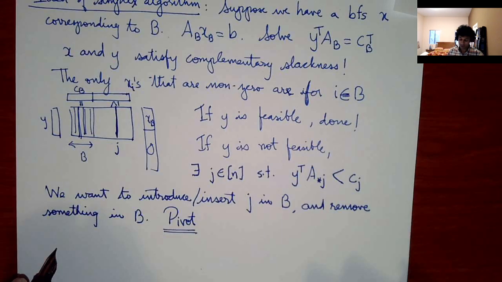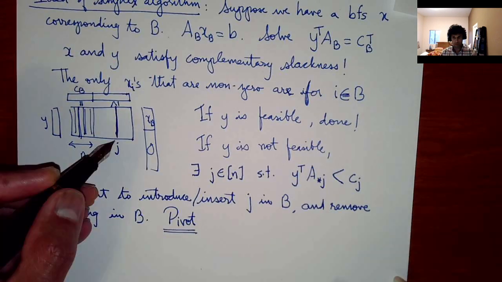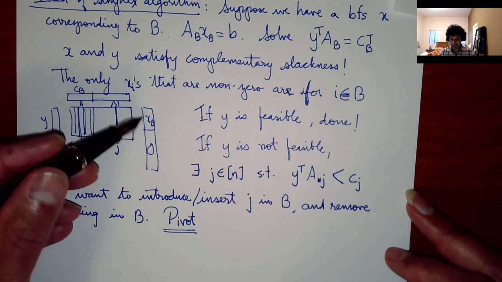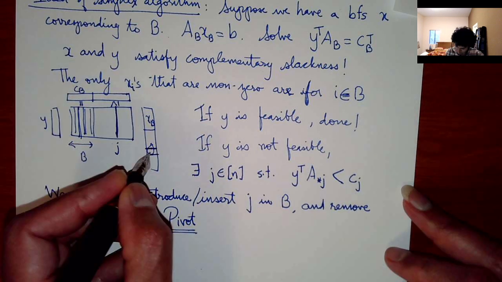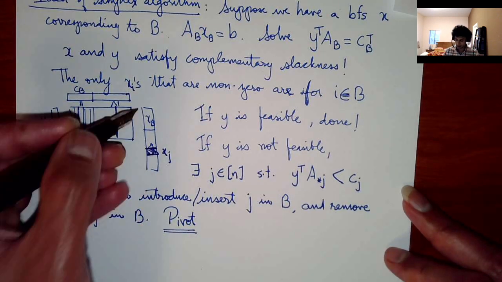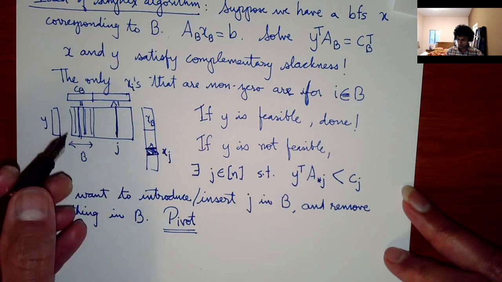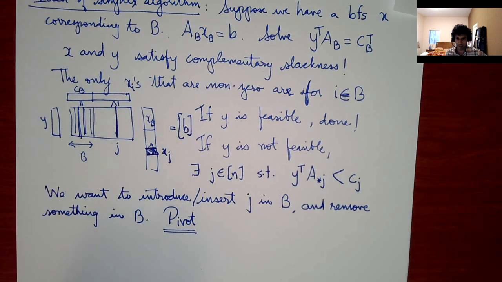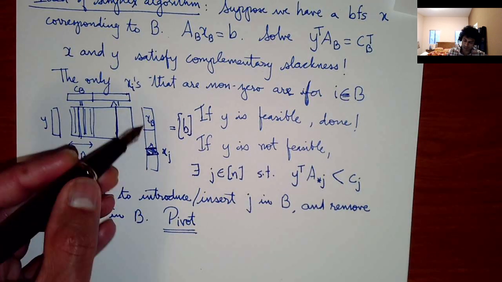So here's how we pivot. We want to introduce j in, but we need to change the values of xB, right? Here's some xj, and we want to increase xj. But to increase xj, we need to decrease the xB's, because eventually, A times x has to be equal to b. So when we increase this, we're going to decrease some of these to compensate.